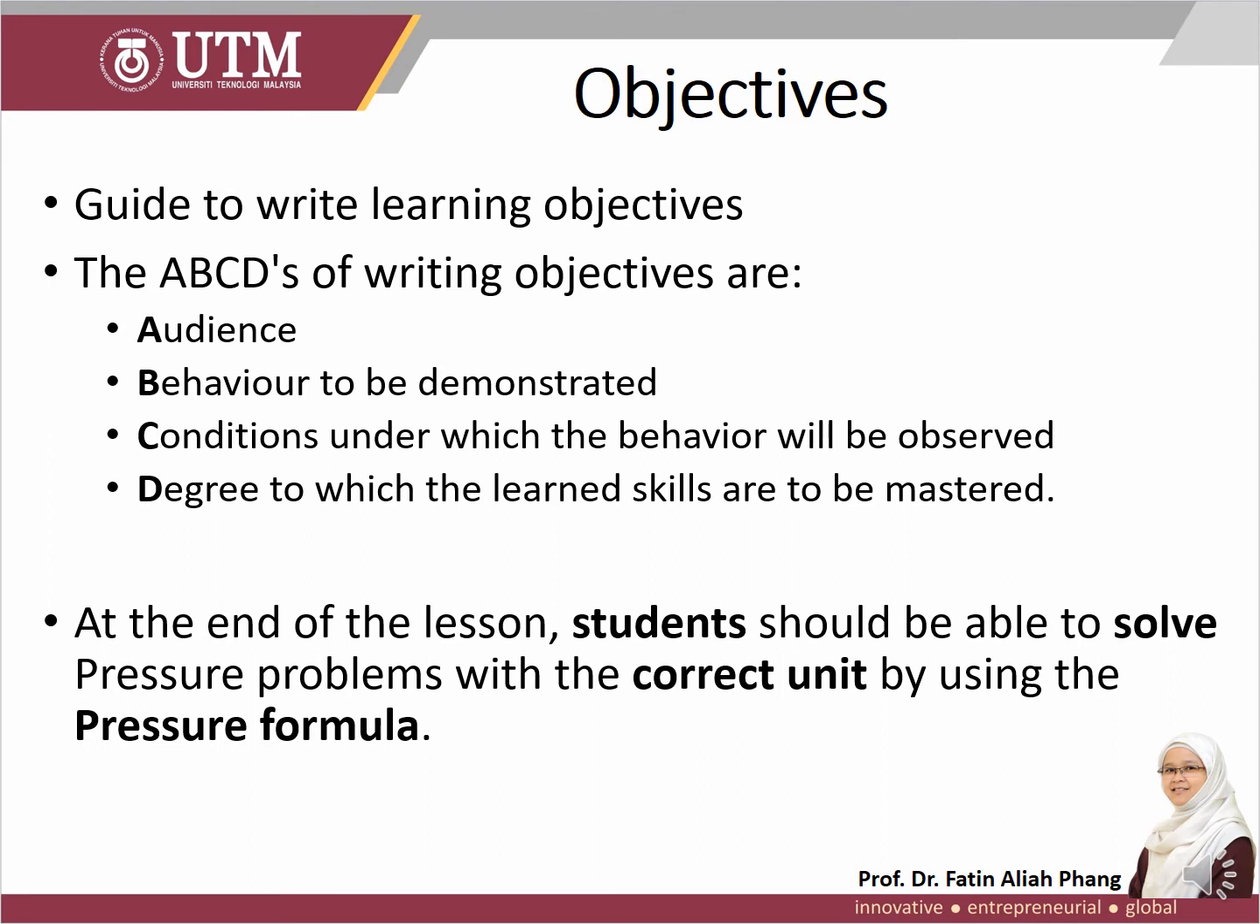Okay, I'm just going to share the answer now. So I think obviously the audience is students. B, behavior, is to solve pressure problems. And C, condition, is that they must use the pressure formula. That is the condition. So when they solve the problem, they must use the formula. And D, they must use the correct unit to write the answer. So here is how you use A, B, C, D in writing your learning outcomes.